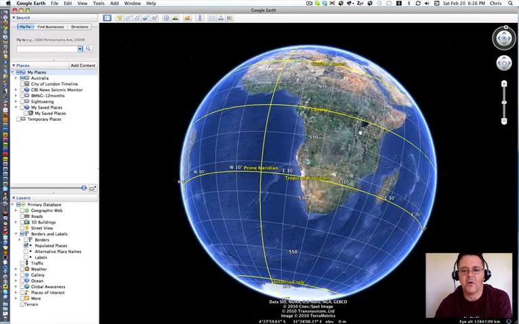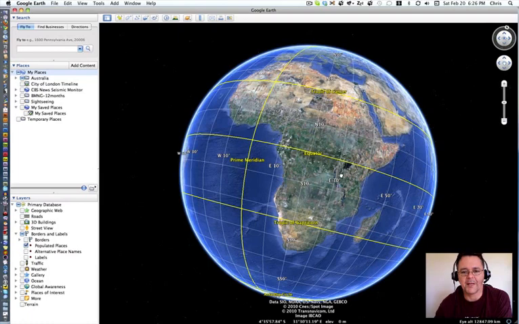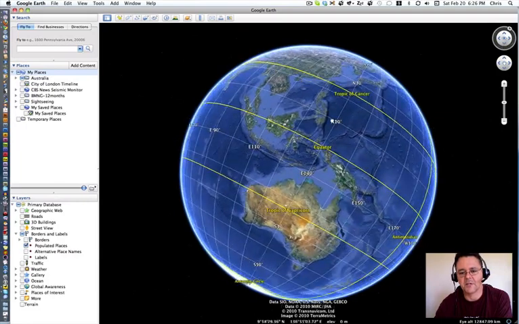So everywhere on the Earth can be explained by giving it where these two lines cross. The lines that go around the Earth are called latitude. The lines that go from top to bottom are called longitude. So let's flip around to Australia and we'll just have a bit of a look here.